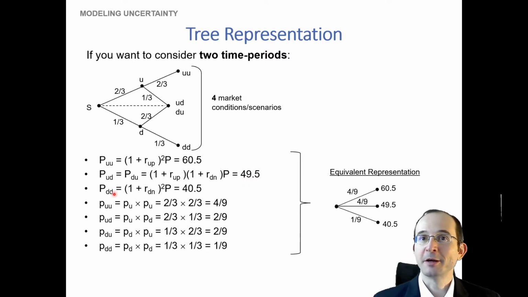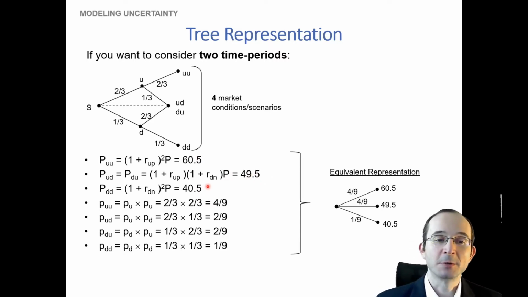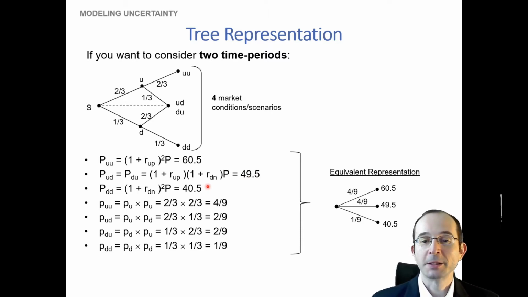And finally, the payoff that we would get in the state where we have recession followed by another recession would be 1 plus that negative 10% return that we incur each time, compounded twice, so to the 2nd power, multiplied by our original price of 50, getting us 40.5. Now that we have the 3 possible outcomes, either the stock is worth 60.5 or 49.5 or 40.5, what are the probabilities associated with that? Well, we can just calculate them using the definitions from our tree as well.